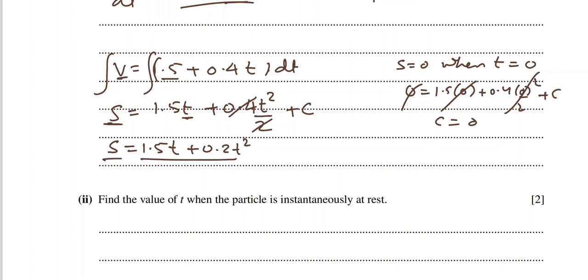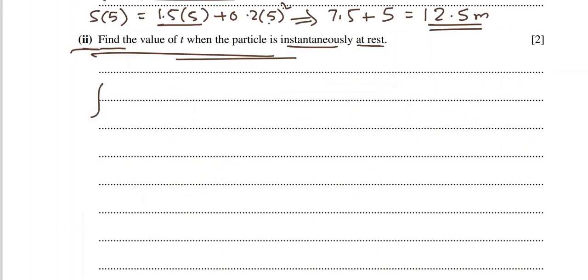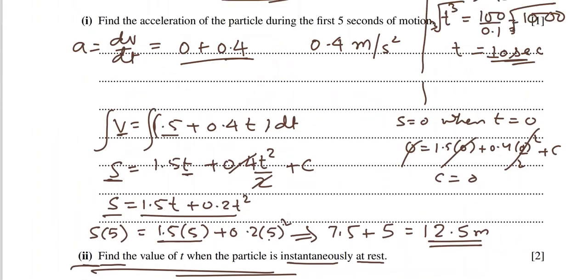Since there is no turning point, we can just plug in t equal to 5. s5 will be 1.5 times 5 plus 0.2 times 5 squared. Alright, 1.5 times 5 is 7.5 meters, plus 25 times 0.2 will be just 5 meters. Total is 12.5 meters in the first 5 seconds. From 5 seconds to 10 seconds, it was 100 over t squared minus 0.1, is it t also? t.